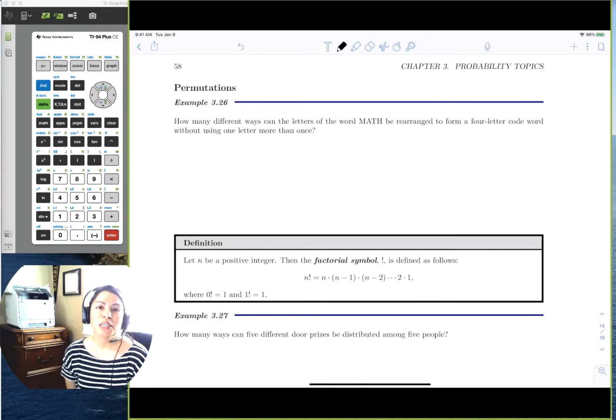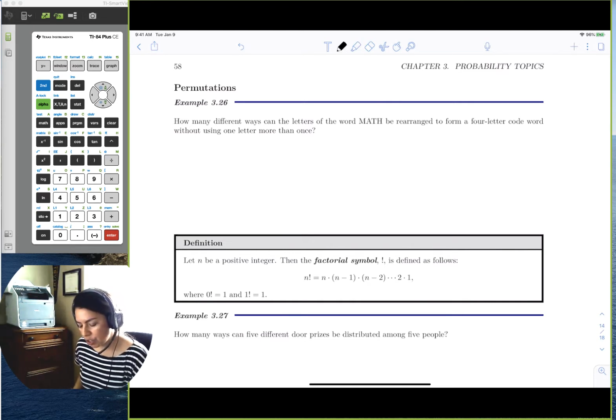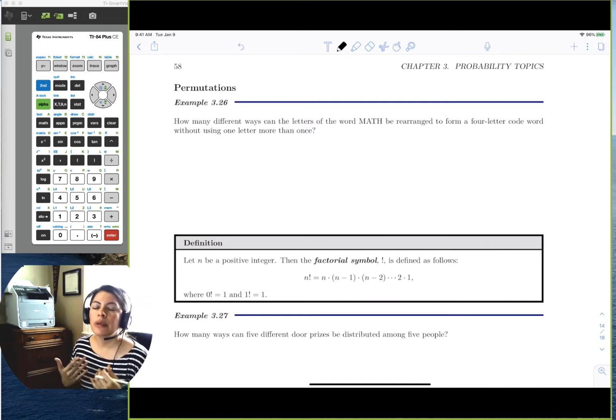Next, we're going to discuss permutations. And permutations are just a more sophisticated way of counting with one special attribute. Permutations talk about the beginning of how order would matter.